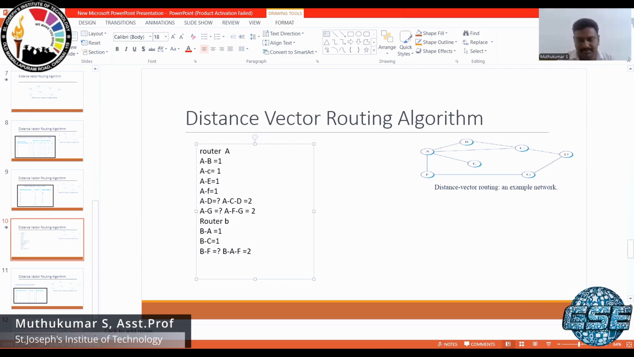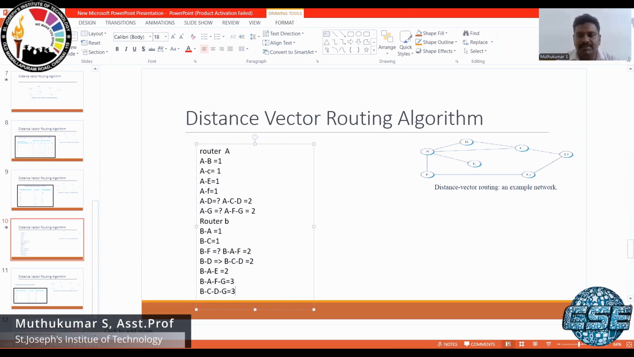Likewise, B to D. You can choose the B to C path, so you get another 2 value. You can reach D from B through C. Then E: B to A, then E, so you will get a hop count of 2. For G, B to A, then F, then G, the hop count will be 3. So you can choose any path. B to C to D and G is also the same, so you can choose any path.